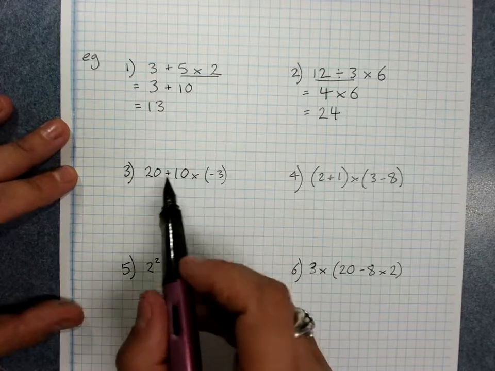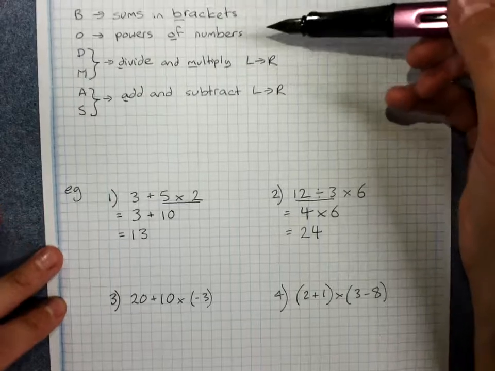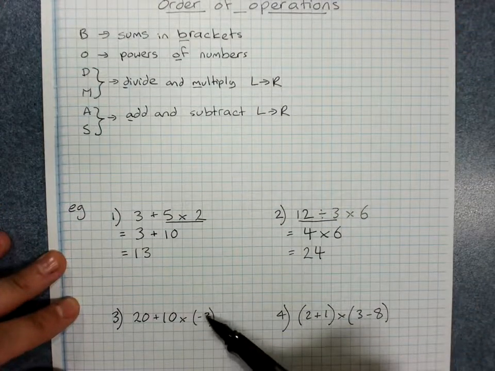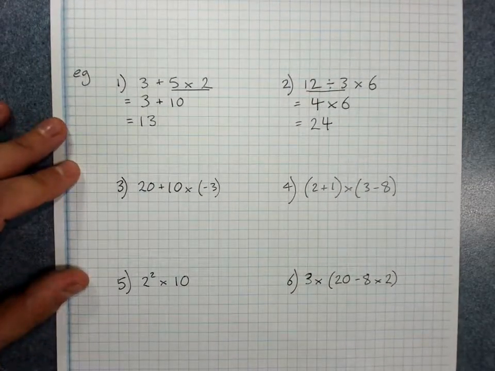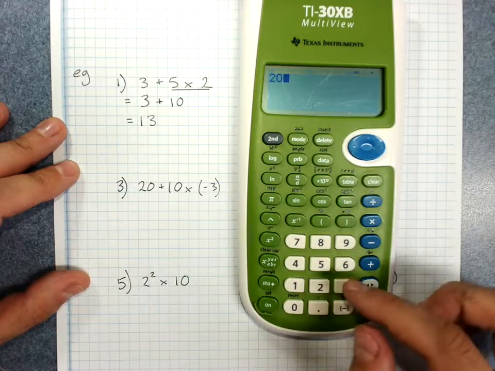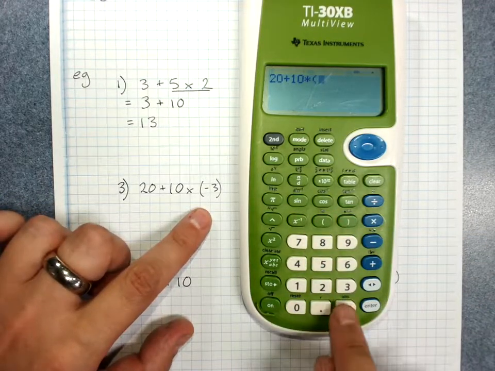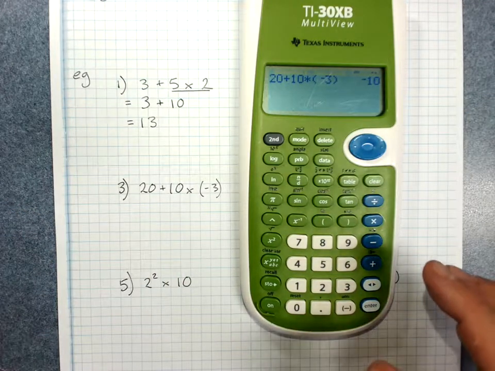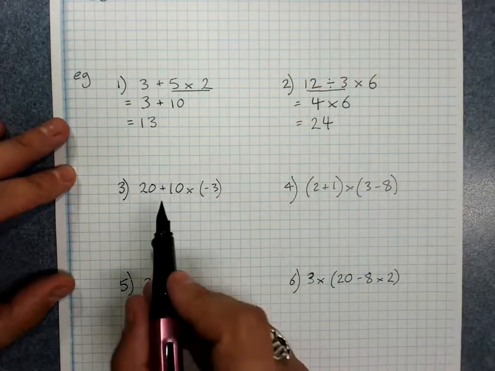Now, there's a negative number in here, 20 plus 10 times negative 3. Now, this is why I said sums in brackets. That's not a sum in the bracket. It's just saying, hey, this is a negative that belongs to this 3. So another strategy that's actually really useful is to do it first. 20 plus 10 times, in brackets, negative 3. And they've worked out that's negative 10. So you will expect to get that.